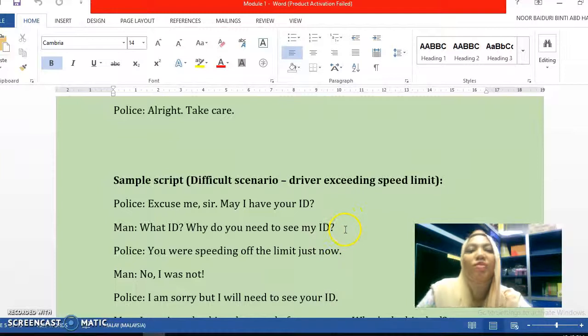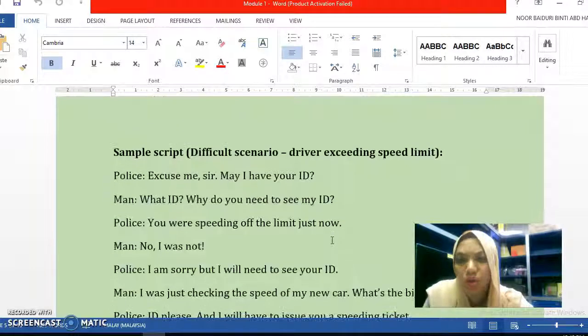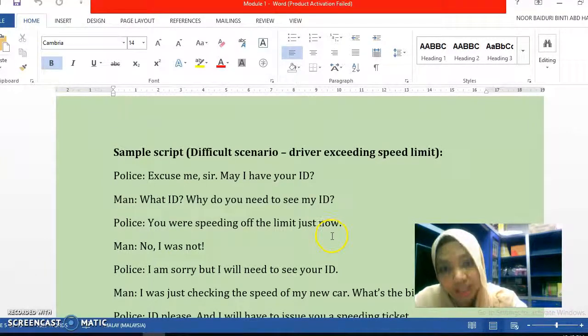Excuse me sir, may I have your ID? What ID? Why do you need to see my ID? You were speeding off the limit just now. No, I was not. I'm sorry, but I will need to see your ID.